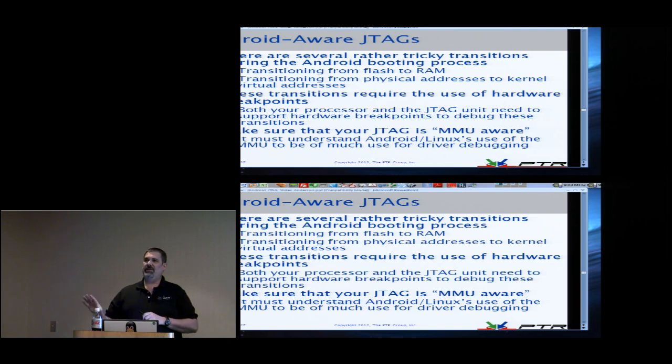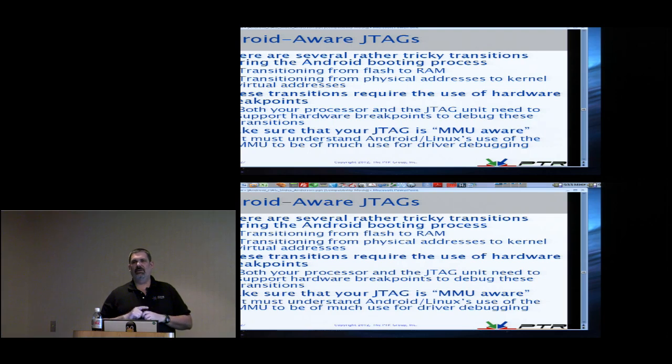So getting the data sheets is a process that starts long before the hardware is delivered, because it's going to take you weeks to get all that information in place so that you can then start working on these register set description files. Now, it's also really important when you talk to a JTAG vendor, and there are lots of them out there, to ask them, is their JTAG MMU aware? What that means is, does it understand the Linux kernel's use of the translation from physical to virtual space?